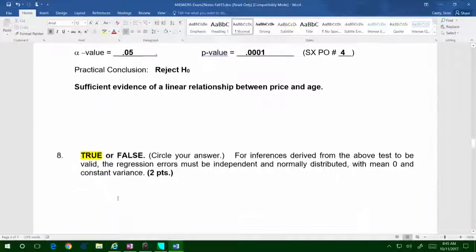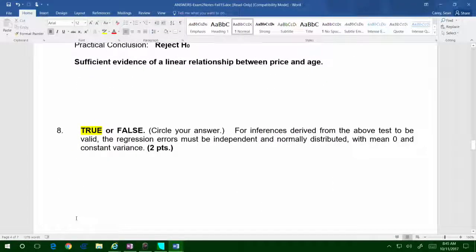All right. And number 8, it's a true false. For the inferences derived from the above test to be valid, the regression errors must be independent and normally distributed with a mean of 0 and a constant variance. Well, yeah, those are the 4 assumptions. That's true.